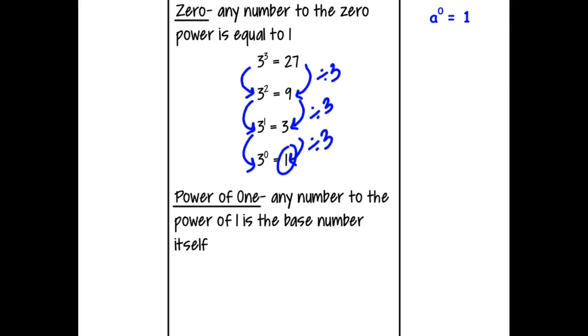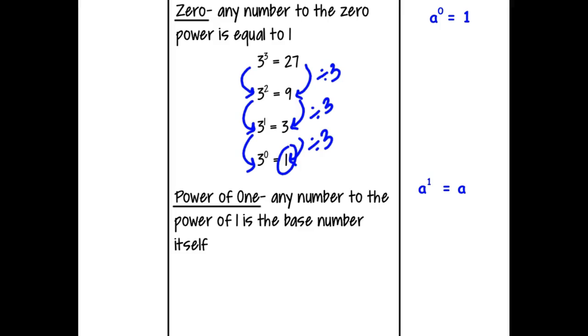So the next one we're going to talk about is the power of 1. That states that any number to the power of 1 is the base number itself. So as you can see, if I take a to the first power, we're left with a. Remember, it's not 1. Those are the big things you're going to get screwed up with. Just like if you take 1 to any power, it's 1, not whatever the power is.